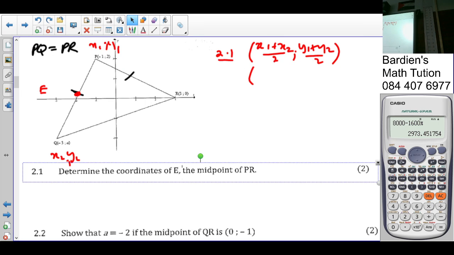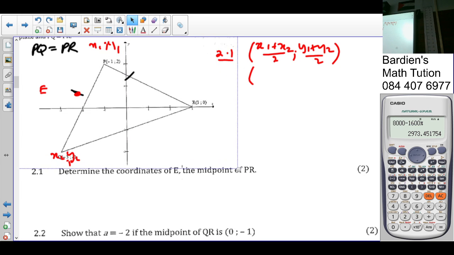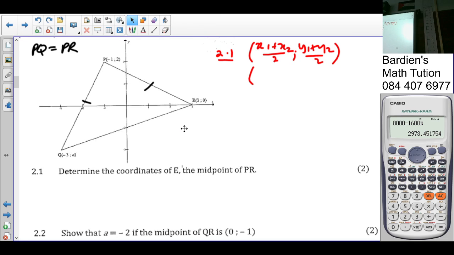I'm highlighting the wrong one. Let's make this diagram a bit bigger. Okay, again, if you make this x1, y1, this would be x2, y2.